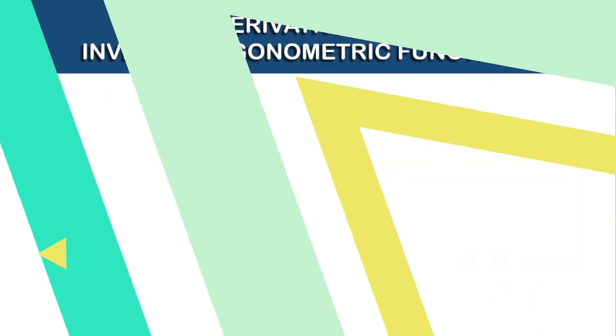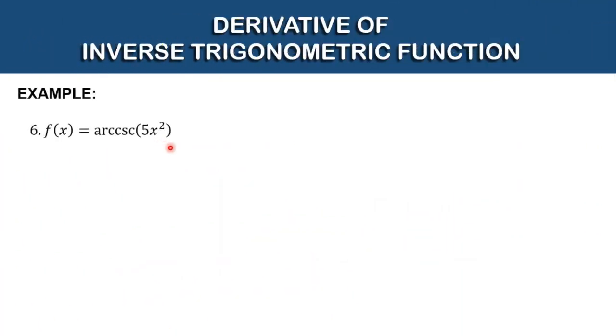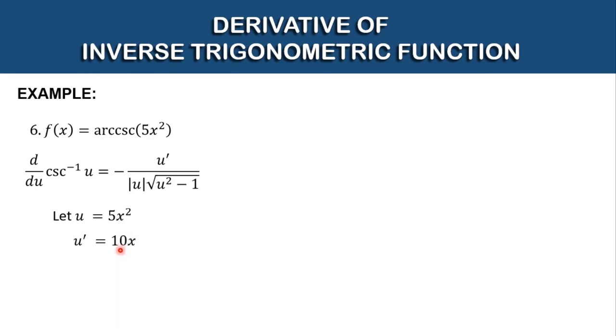Lastly, for our example number 6, find the derivative of Arccosecant of 5x squared. Gagamitin natin dito yung ating formula na negative u prime over the absolute value of u times the square root of u squared minus 1. And maglalat muna tayo ng values. Let u is equal to 5x squared. Then, for the u prime, kunin lang natin yung derivative nito using the power rule. We have 10x.